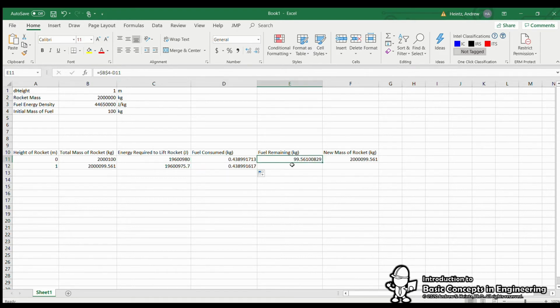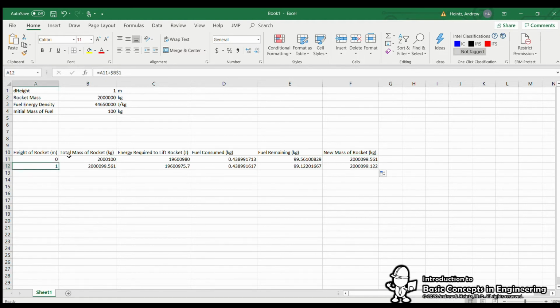Fuel remaining, however, is going to be the above cell, right? Because this is how much fuel we had left, minus how much fuel we consumed. All right, so now we have that built. And then what is our new mass of the rocket? New mass of the rocket is going to be, actually we can drag down there because what we're looking at is the rocket mass plus the fuel remaining. So if we drag this down, we will see that our rocket now weighs less.